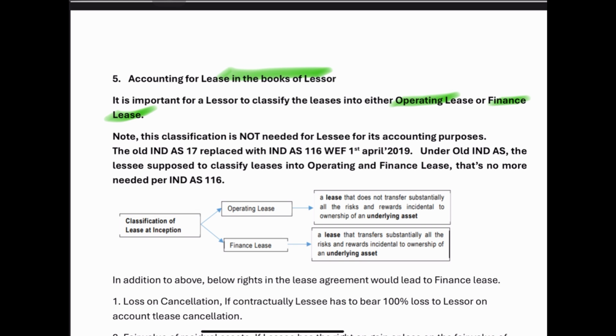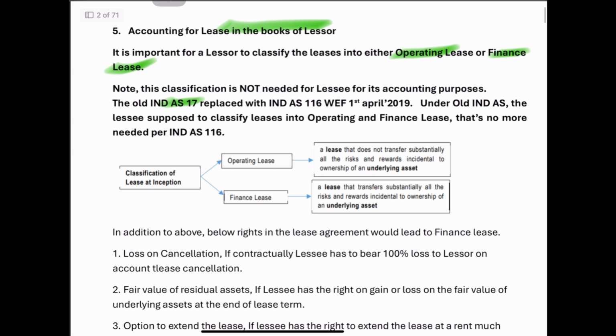Prior to Ind AS 116, we used to have Ind AS 17. Under Ind AS 17, it was even important for the lessee to classify the leases between operating lease and finance lease, but that is a bit old concept, and Ind AS 116 has completely replaced Ind AS 17. So under Ind AS 116, lessee doesn't have to categorize the leases between operating lease and finance lease. Only lessor needs to classify the leases between operating lease and finance lease. So just for your information. And let's see what is the operating lease and what is the finance lease.